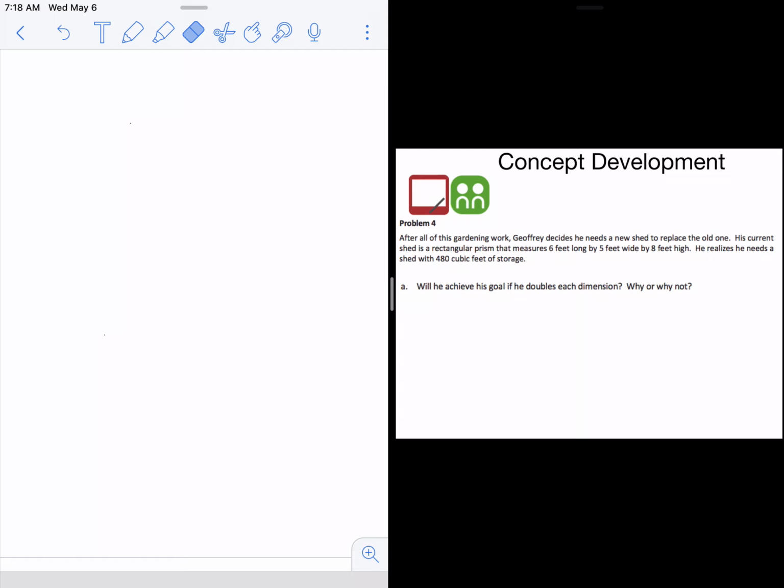So number 4 says, after all of this gardening work, Jeffrey decides he needs a new shed to replace the old one. His current shed is a rectangular prism that measures 6 feet long by 5 feet wide by 8 feet high. He realizes he needs a shed with 480 cubic feet of storage. Will he achieve his goal if he doubles each dimension?